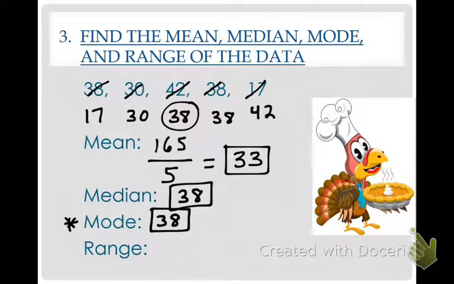Now the range. How do I find the range? The highest and the lowest number. You take your biggest number and you subtract your smallest number, and what do you get? 25. How many of you guys got all of them right? Great job.